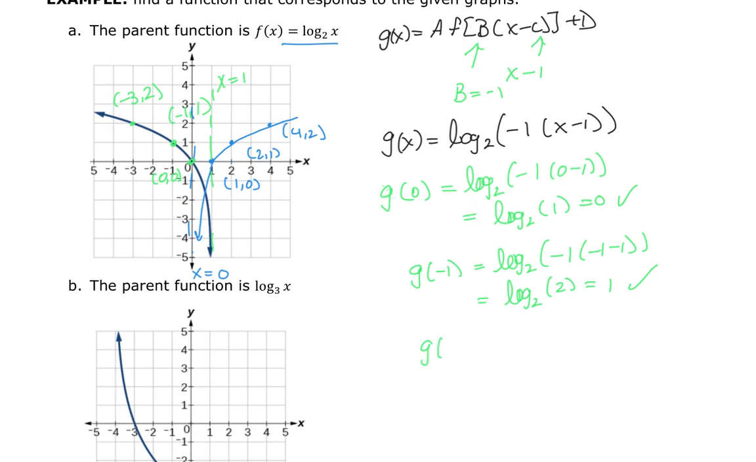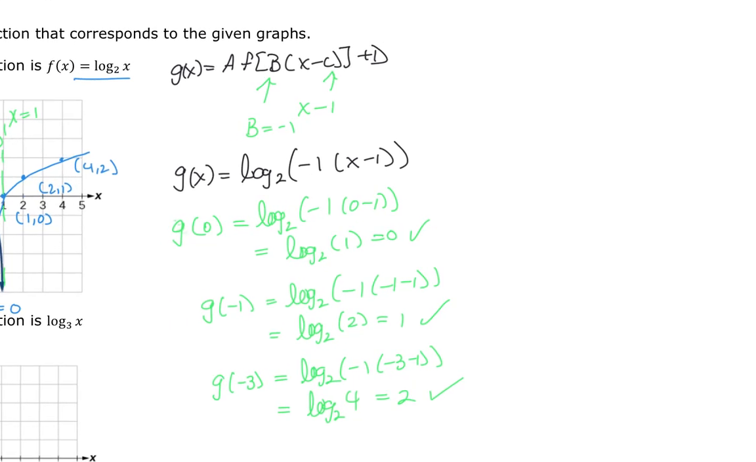Then I have g of negative 3. So this is the log base 2 of negative 1 times negative 3 minus 1. So this is the log base 2 of 4, and 2 came out. So yeah, all of my points seem to match. Now there is an algebraic way to do this as well. So if you were to do this algebraically, this is how you would set it up.